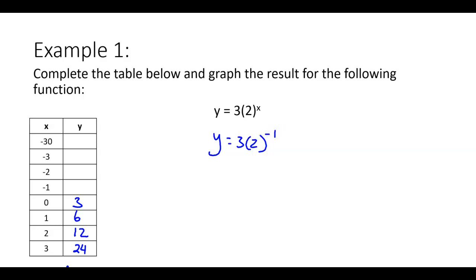So you ever know what negative exponents do? It makes it a fraction. It flips it over. So this 2 becomes a 1 over 2. Multiplying those together, 3 times 1 is 3, and 3 divided by 2 is 1.5. So you could do it by hand, but I'm not going to ask you to do that. We're going to do it on a calculator.